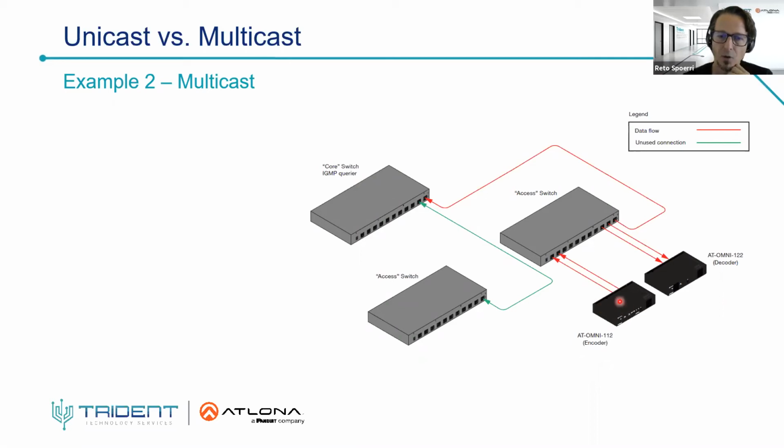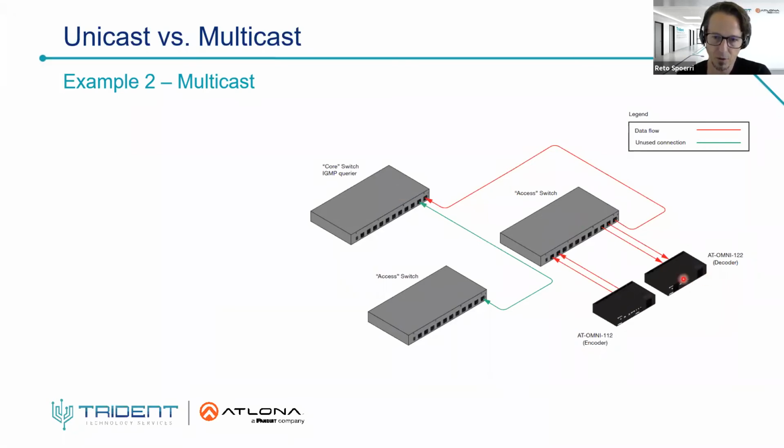So now this encoder sends the multicast out. The encoder doesn't know where the IGB carrier is, but this switch knows. So the switch sees there is multicast traffic coming in. He knows here on this IP address there is an IGB carrier, and he knows he has a connection to that IGB carrier, and he forwards the multicast traffic.